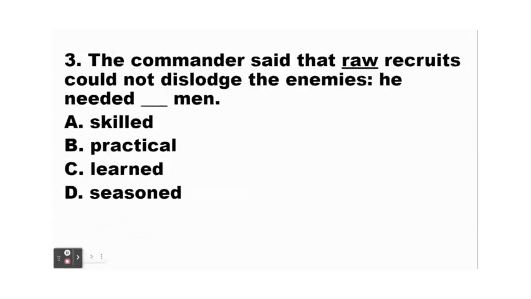Question number 3. The commander said that raw recruits could not dislodge the enemies. He needed dash men. A, skilled. B, practical. C, learned. D, seasoned. Now, a lot of people make the mistake of choosing options out of sentiment or even just speaking from their background knowledge. We know that skilled people are required, but we are looking at the meaning of raw.